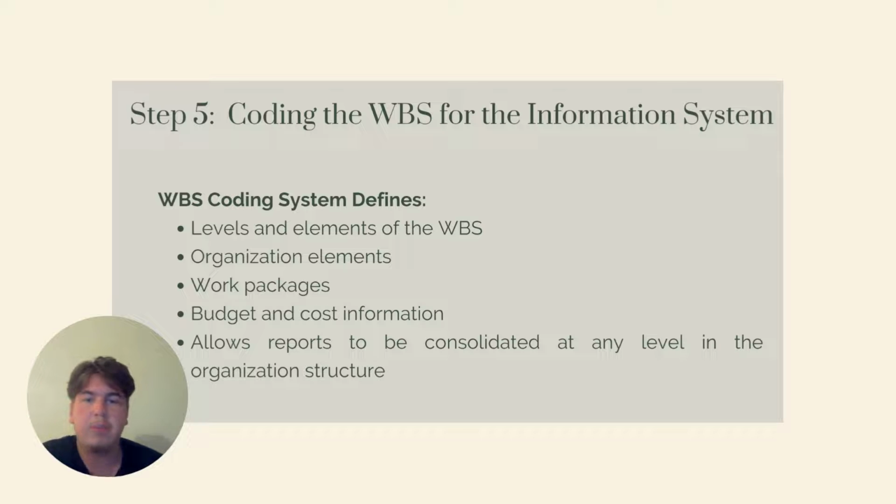So step five, coding the WBS for the information system. The WBS coding system defines levels and elements of the WBS, organization elements, work packages, budget and cost information, and allows reports to be consolidated at any level. We are doing this. Again, we still are in the early stages, unfortunately, but we are doing what we can, and we are trying to think of everything when it comes to this trip, from the budget, the schedule, flights, the passports, everything to make sure that this trip is successful with no flaws. So that's what we're currently doing for this group project.